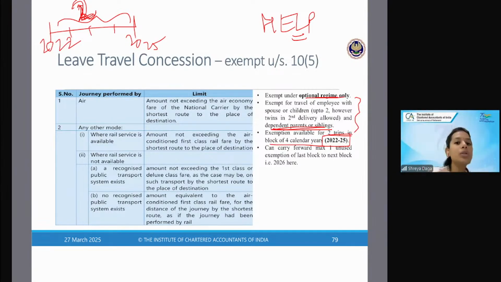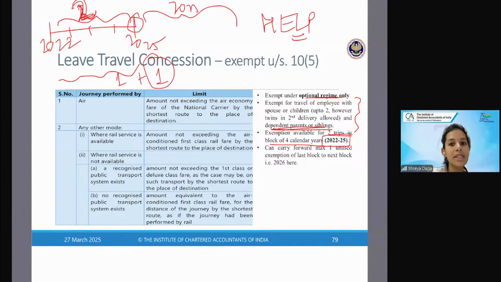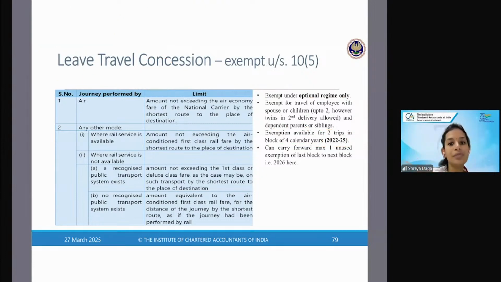And suppose in 2025 you said, "Oh my God, in this span of 4 years, I only went once. I took only one holiday. I did not go. I have one unused leave travel left." Then you can carry forward maximum one to the next block. Sorry, it's going to be 2026 to 2029, that's 6, 7, 8, 9. That's going to be the next block. This block is 22 to 25.